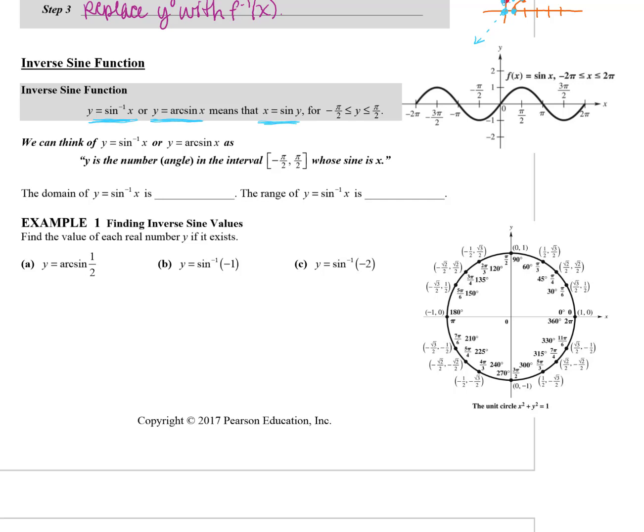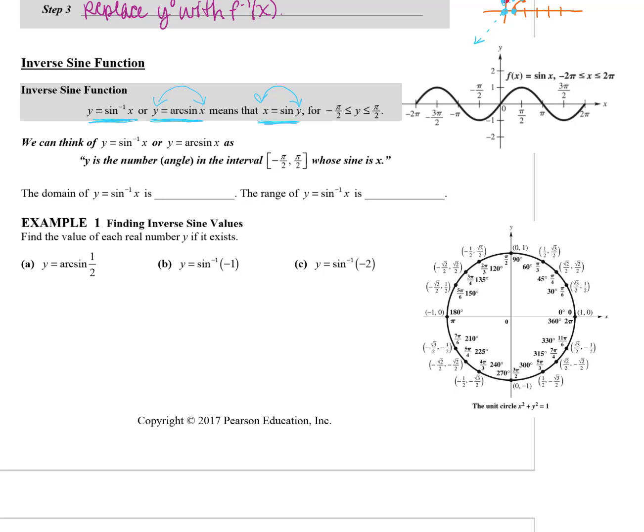Do you see how the x and the y are switched from here and here because they are inverses of each other? There's also a restriction on y, so let me explain that first.